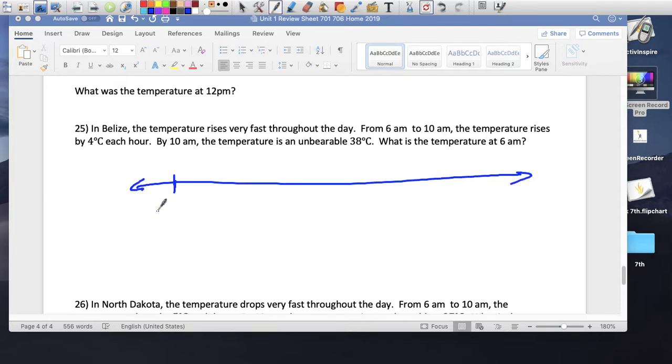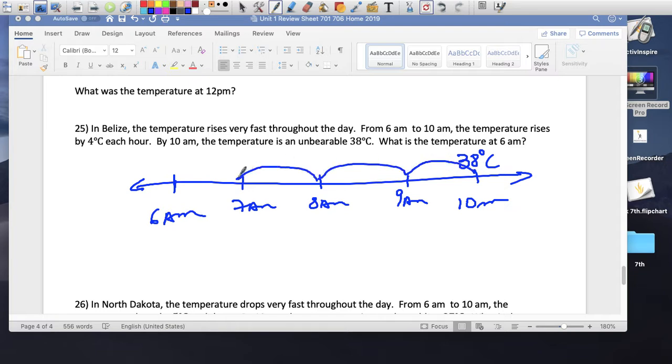Okay. So this is 6 a.m. and this is 10 a.m. I'm going to make it 7 a.m., 8 a.m., 9 a.m. And I know the temperature at 10 a.m. is going to finally be 38 degrees Celsius, right? So what is the temperature at 6 a.m.? Well, it grew by 4, so this went by 4, by 4, by 4, by 4. So if you think about it, plus 4, plus 4, plus 4, and then plus 4.